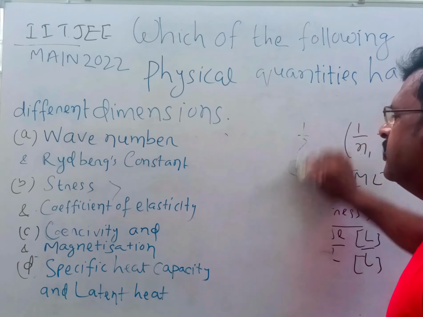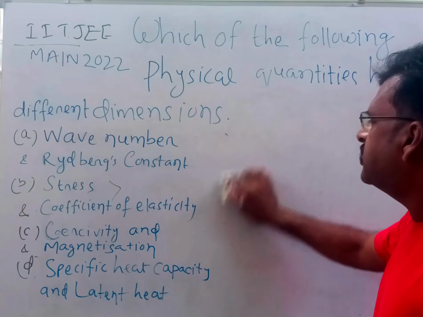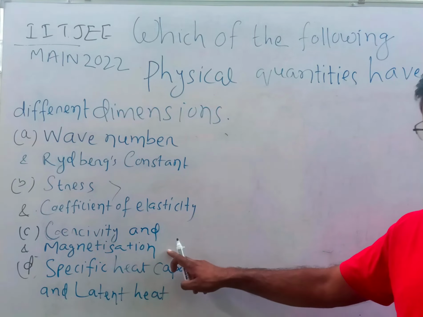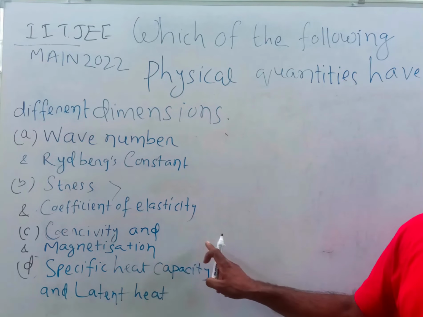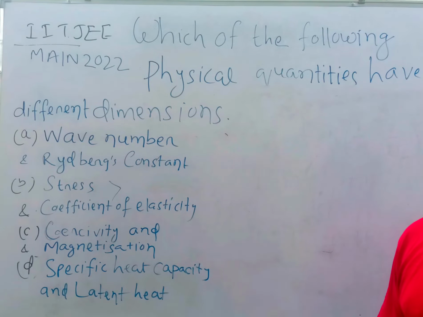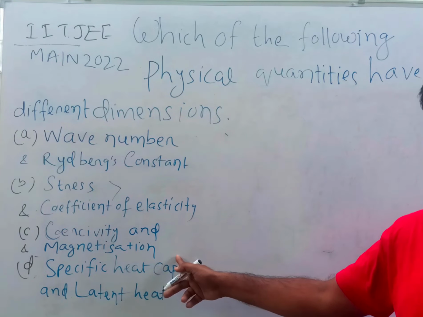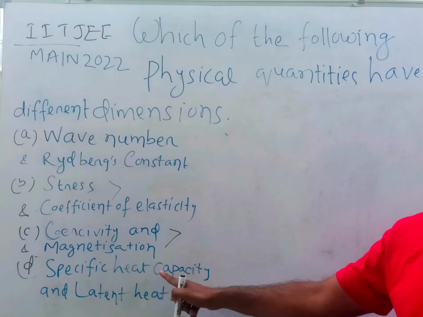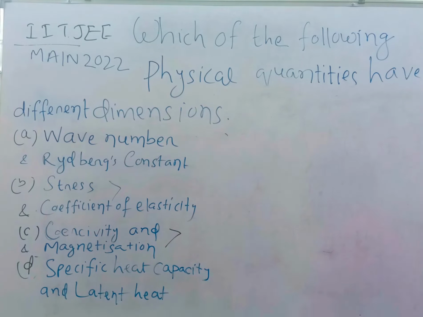What is the third pair? That is coercivity and magnetization. Students, what is coercivity? Coercivity is the magnetization required to demagnetize a ferromagnetic material completely. So by definition, it is a magnetization. Okay, student. Then they are both the same physical quantities, so they have the same dimensions. And specific heat capacity and latent heat, the fourth pair.